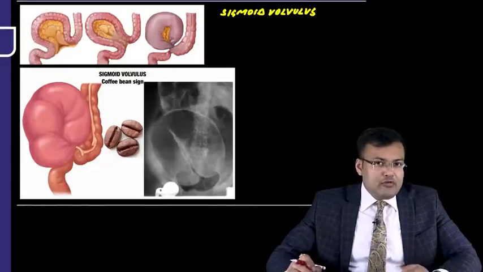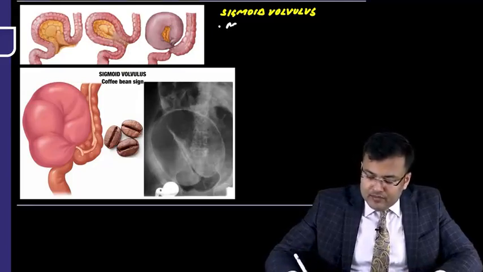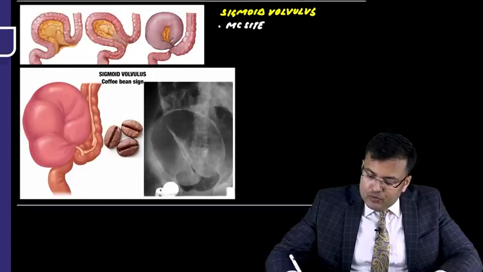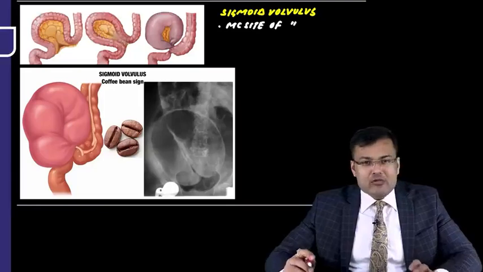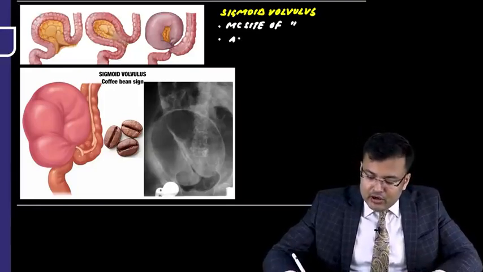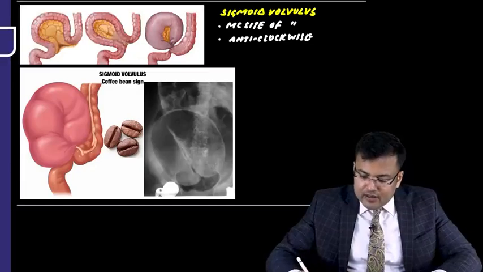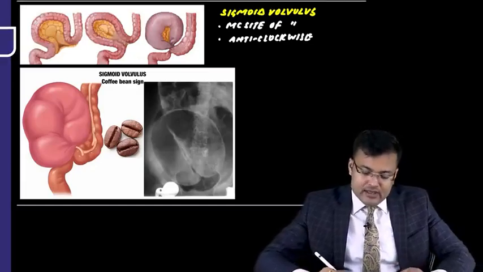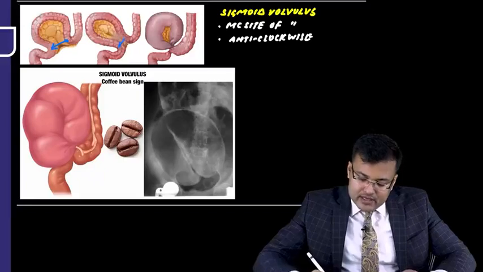Most common site of volvulus, that is sigmoid colon. So we are going to discuss sigmoid volvulus. Overall, this is the most common site of volvulus, and usually it is anti-clockwise. It can be clockwise also, but most commonly this is anti-clockwise. Okay, there are two predisposing factors for sigmoid volvulus. First, you can see this is the normal mesentery, but here you can see this is the narrow mesentery.